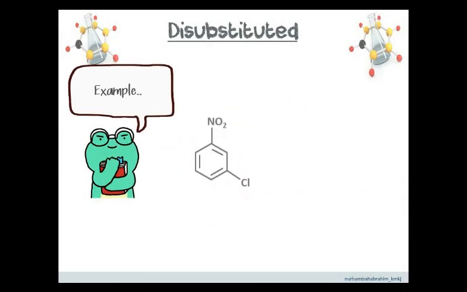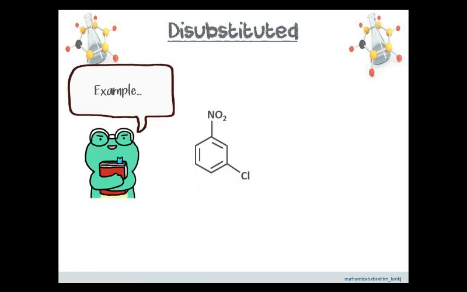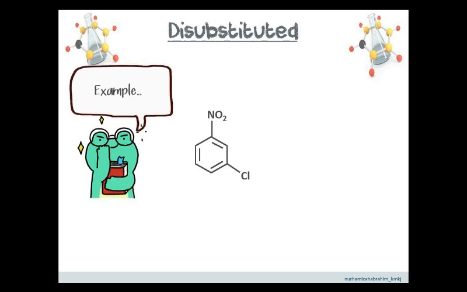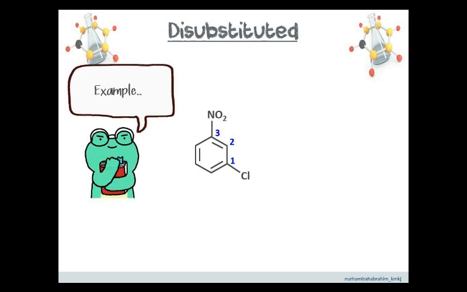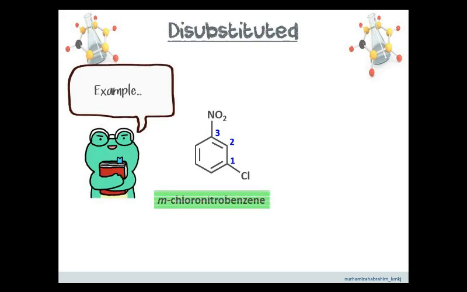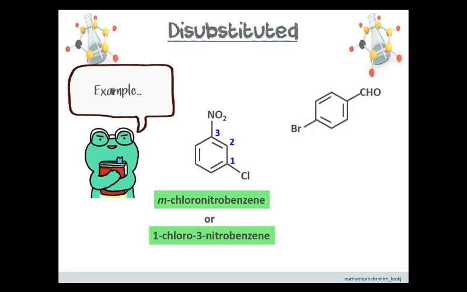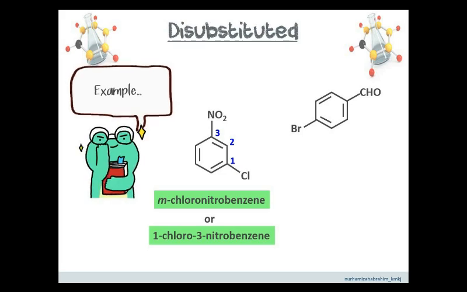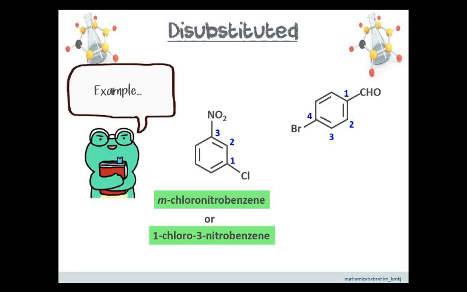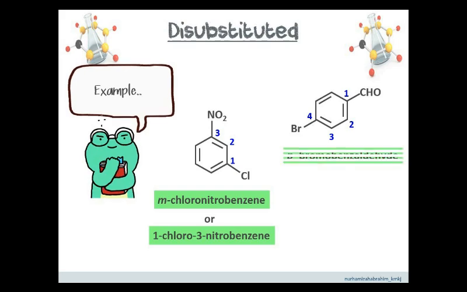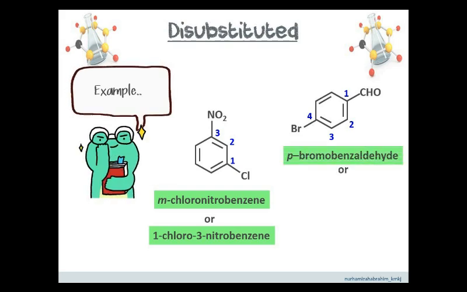For example, the first structure contains an NO2 group and a chlorine atom as substituents. Chlorine becomes the first carbon, due to the alphabetical order, which gives the name of the structure, m-chloronitrobenzene, or 1-chloro-3-nitrobenzene. The second structure contains a carbonyl group and a bromine atom as substituents. The carbonyl group, C double bond O, becomes the first carbon, as it gives the new parent name, benzaldehyde, which gives the name of the structure, p-bromobenzaldehyde, or 4-bromobenzaldehyde.